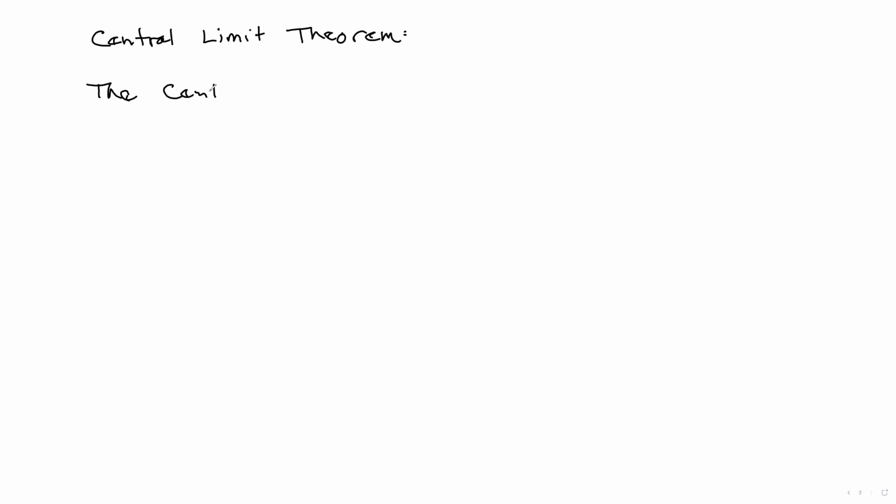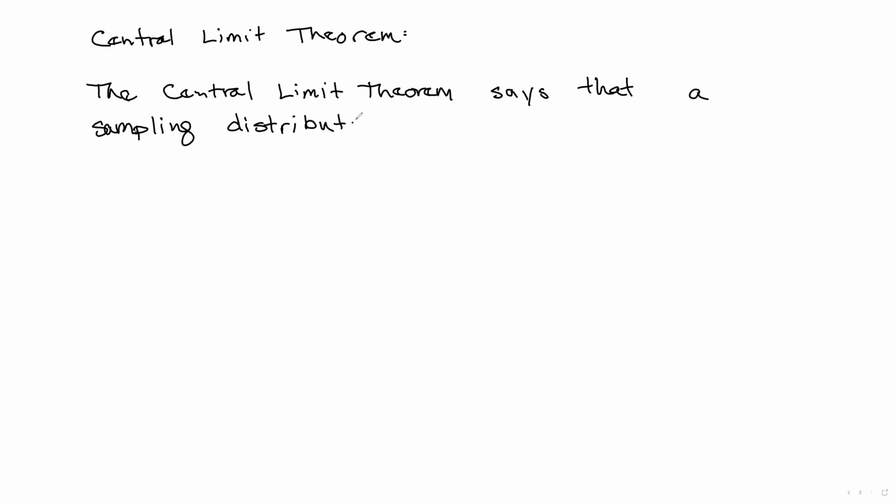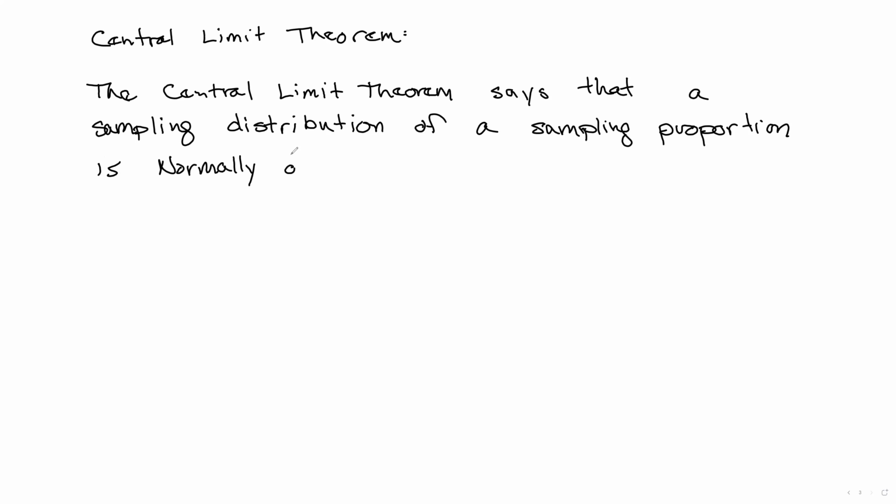So the central limit theorem says that a sampling distribution, now that's what we were just talking about, sampling distributions, of a sampling proportion, now this is going to be a little confusing, I'll explain that, of a sampling proportion is normally distributed, as long as blank. And so we'll talk about the conditions in a second. Let me just make sure that this part is clear here.